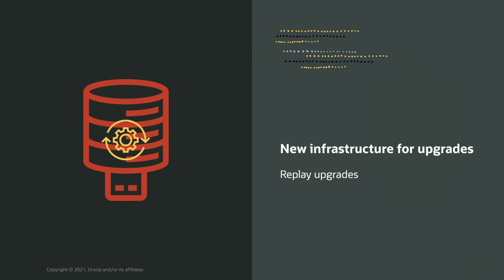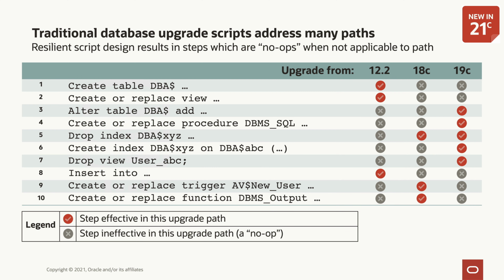I'll start with the new upgrade infrastructure, what we call replay upgrades. To understand the new approach, we need to go into some detail about how a traditional database upgrade works. If you're reasonably familiar with database upgrades, you'll know that this is a very flexible and resilient process. We don't deserve any sympathy, nor do we ask for any, but if you think about it, this flexibility makes this quite a challenging problem. This is why I have such a great respect for our upgrade development team. For 21c, we support upgrades in a single step from the previous version of Oracle Database, that's 19c.